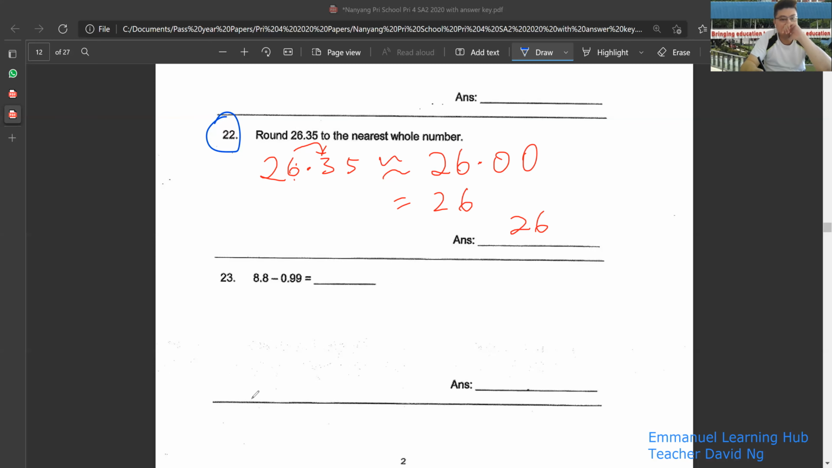Understand? Okay. You understand the logic now? Yeah. Okay.